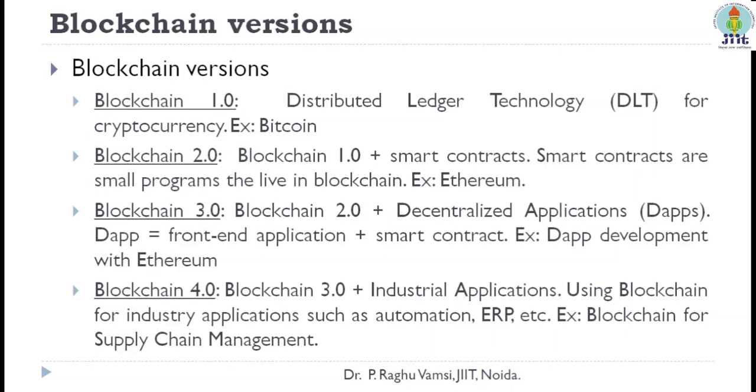Blockchain 4.0 is blockchain 3.0 plus industrial applications, like usage of IoT or blockchain for industry applications such as automation, ERP, etc. An example is blockchain for supply chain management, where RFID devices, IoT devices, and many other things come into the picture to make an enterprise resource planning and industrial application. So these are the various versions today, and we are going to see Ethereum programming, Ethereum smart contract programming with Solidity, and also decentralized application development on the 4th day.